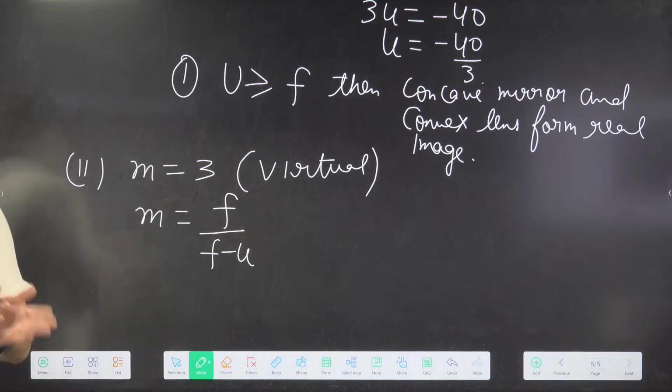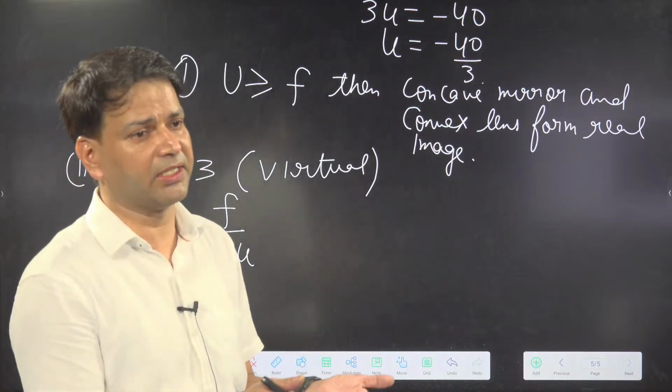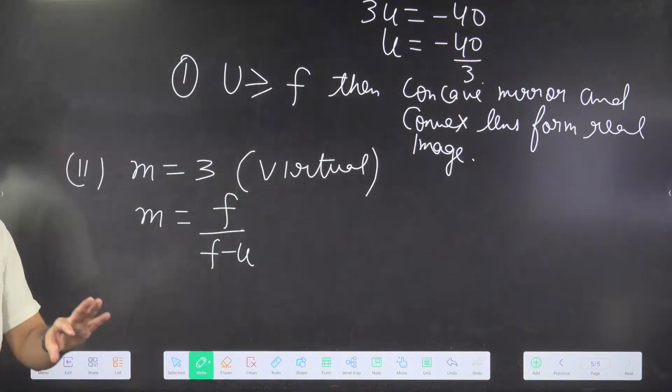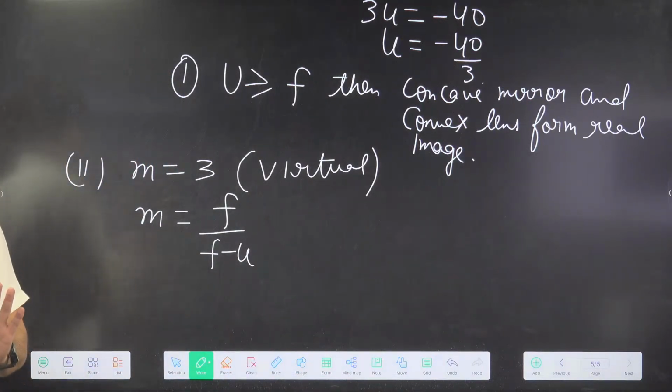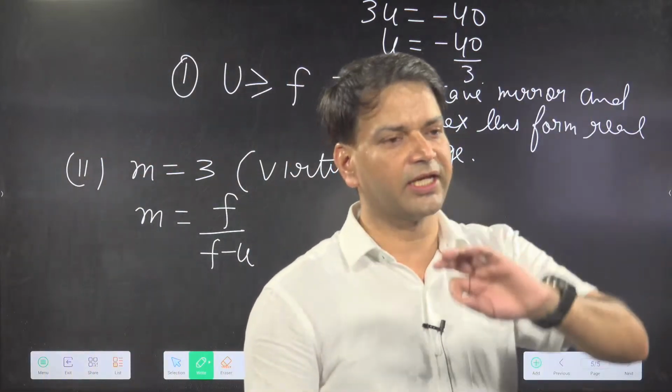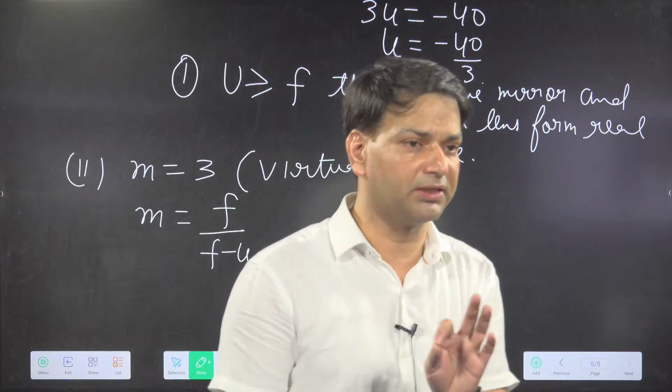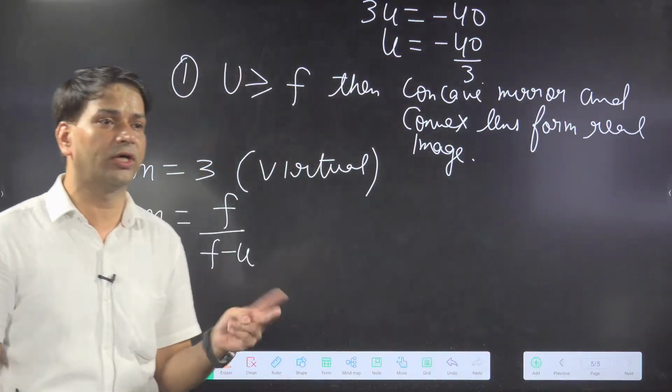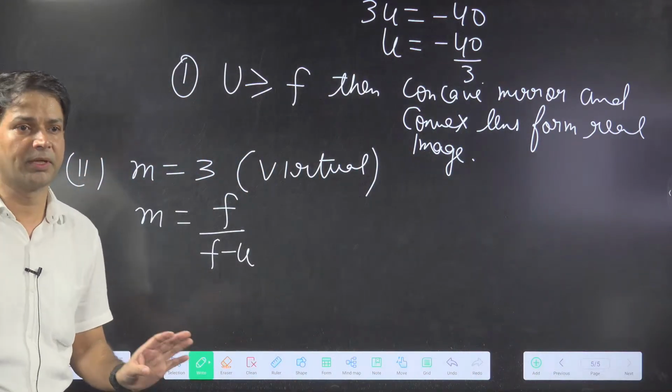Understood or not? So here both possibilities are there. Maybe the image is real or maybe the image is virtual. So that's why if they are mentioning a real image, then you will directly take magnification as -3. If they are saying a virtual image, then you will take magnification as +3. If they have not mentioned, then we have to go according to the option. Everybody got?